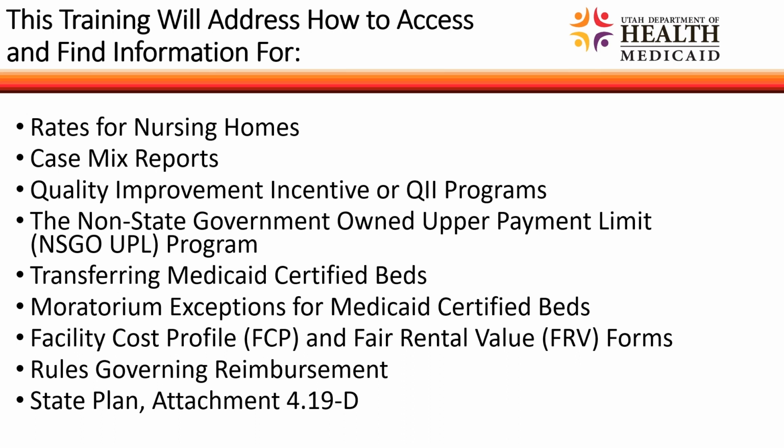This training will cover how a provider can find information on the Medicaid website regarding rates for nursing homes, case mix reports, quality improvement incentive or QII programs, the non-state government-owned upper payment limit or NSGO UPL program, the transfer of Medicaid certified beds, moratorium exceptions, facility cost profile or FCP forms and instructions, fair rental value or FRV forms and instructions, and where to find the rule and state plan governing reimbursement. Additional videos are available to provide trainings specifically on QII applications.